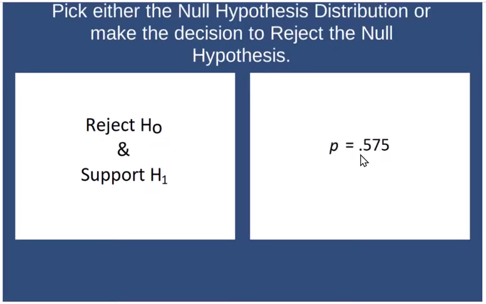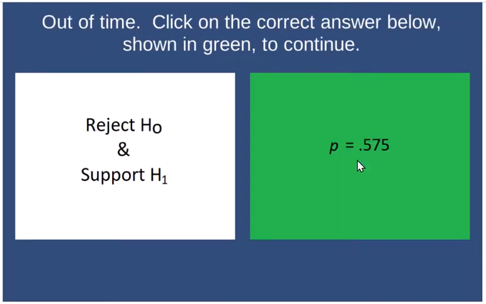Here we see a p-value that again indicates a very believable null hypothesis distribution. The sample mean could occur with that scenario slightly more than 50% of the time, so we retain it. We click on this card on the right.